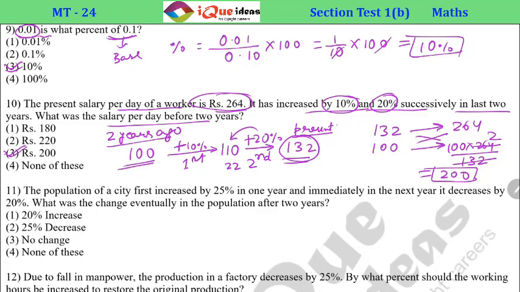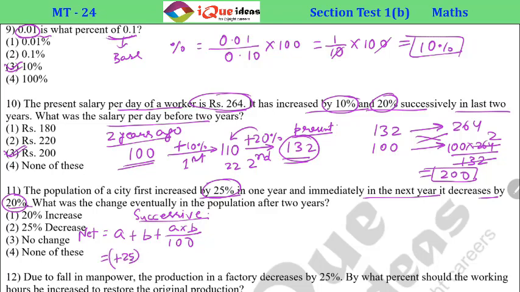Alright. Now the next one. The population of a city first increased by 25% in 1 year and immediately in the next year decreases by 20%. So what was the change eventually in the population after 2 years? So again, there are two ways to do it. One is the successive change method. In the successive change method, we say that it is A plus B plus A into B by 100. This is the net change, right? This much percentage. So here A is given 25%, B is given minus 20%. Be really careful. A is plus 25, B is minus 20, right?